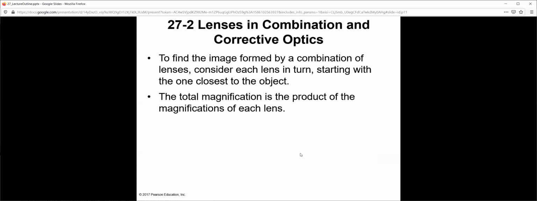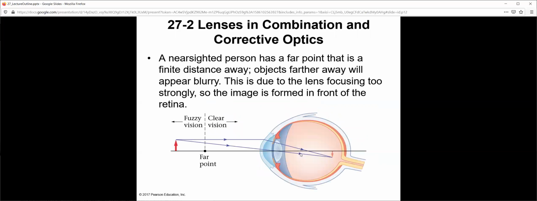To find the image formed by a combination of lenses, consider each lens in turn, starting with the one closest to the object and moving backwards. The total magnification is the product of the magnifications of these lenses.